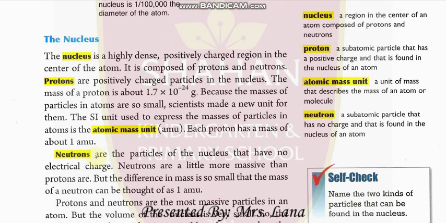Then we have neutrons, the particles of the nucleus that have no electrical charge. As I said, neutrons are a little more massive than the protons, but the difference in mass is so small that the mass of the neutrons can be thought of as one atomic mass unit.